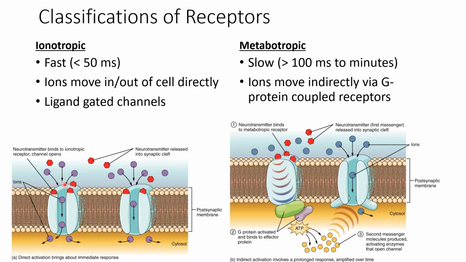So ions can either move into the cell like we're seeing here, or depending on the type of receptor, they can also move out of the cell. Basically, they're going from high to low concentration. We call these ligand-gated channels because they're determined by the ligand, that neurotransmitter that's binding down on here. So that's ionotropic. We've also got metabotropic.